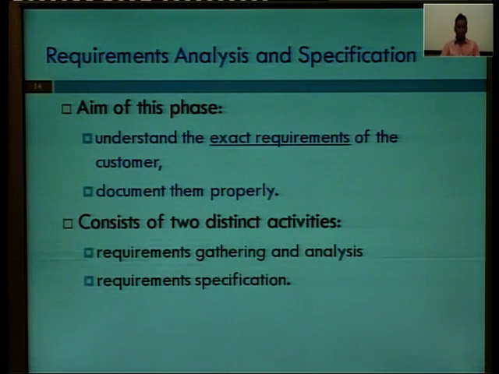Requirement analysis and specification consists of two different activities. The first is requirement gathering and analysis, which refers to the collection of requirements, done by interviewing the customer and reading the available documents. The second activity is requirement specification, which is the documentation of the requirements, also known as the development of the SRS.